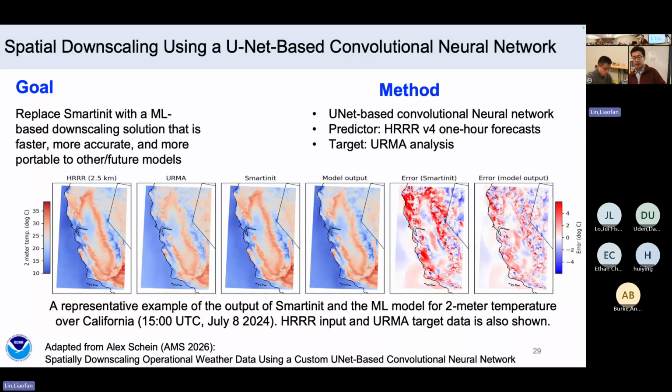And lastly, I'm going to show a spatial downscaling project using the UNet-based CIRA method, led by Alex Scheid. The goal for this project is to replace the SmartNet tool. This is a tool that we use to provide the background information for the RTMA, real-time mesoscale analysis. We want to understand if we can use a machine learning-based method that is faster, more accurate, and more portable for future models.